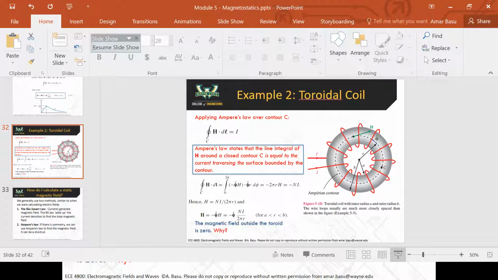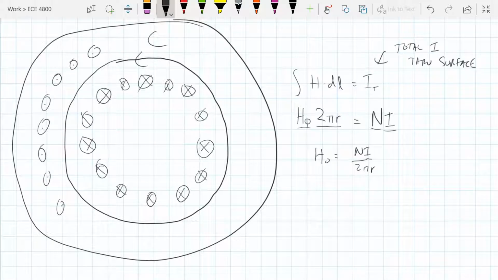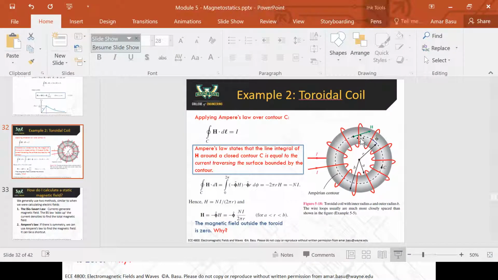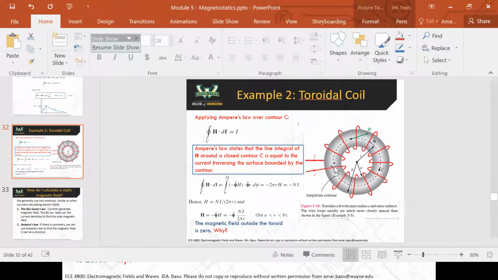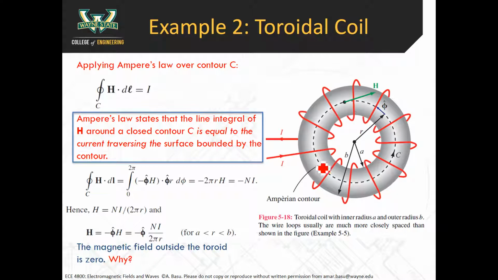Like that green arrow here, the thing that we solved for, by the way, just to be totally clear, H phi is equal to Ni over 2 pi r. That's the magnetic field direction in the phi hat direction. So the magnetic field just circulates around here like this, in the counterclockwise direction. So it does form a loop, and we haven't violated any Maxwell equation there.